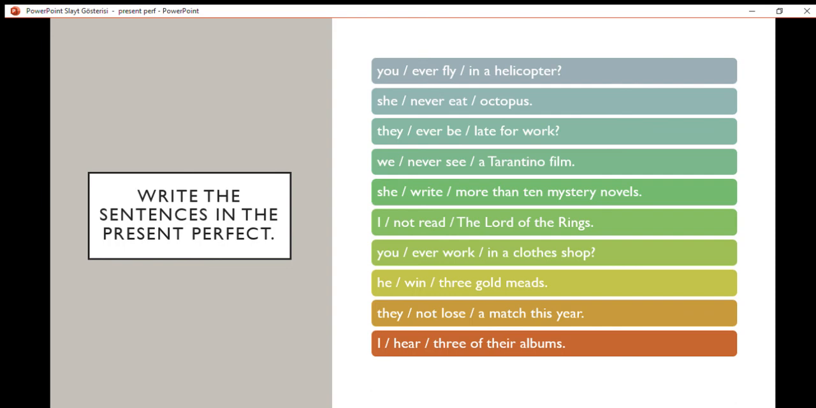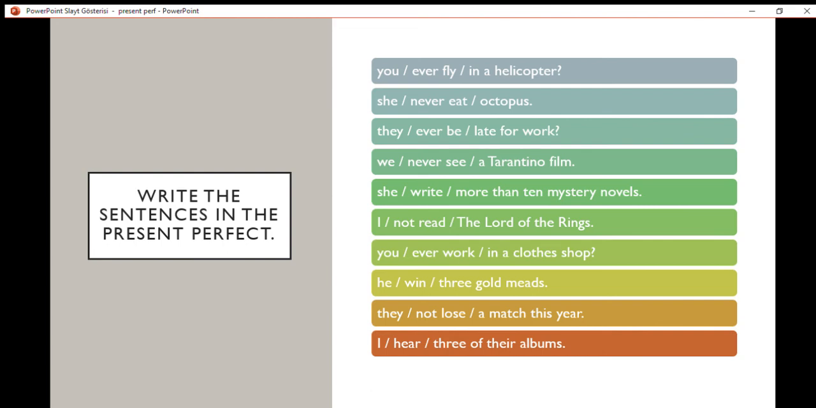Here we have a couple of questions, a couple of positive sentences, and a couple of negative sentences. We are going to write them in the present perfect form. If there is a question mark at the end of the sentence, we're going to make them questions. If not, it means they're not questions. So we're going to check if there is a not in the sentence. If there is, it means it's negative. If there isn't, it means it's positive.